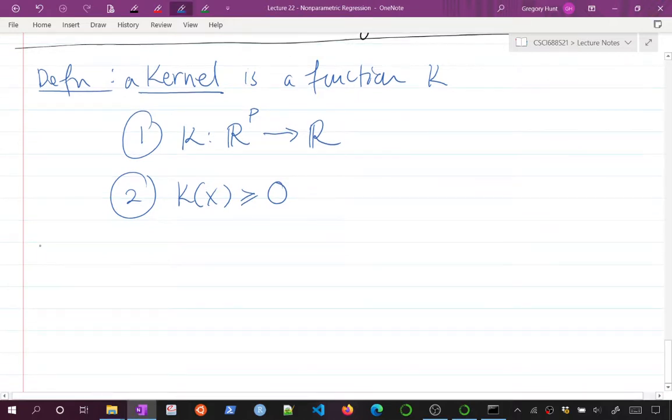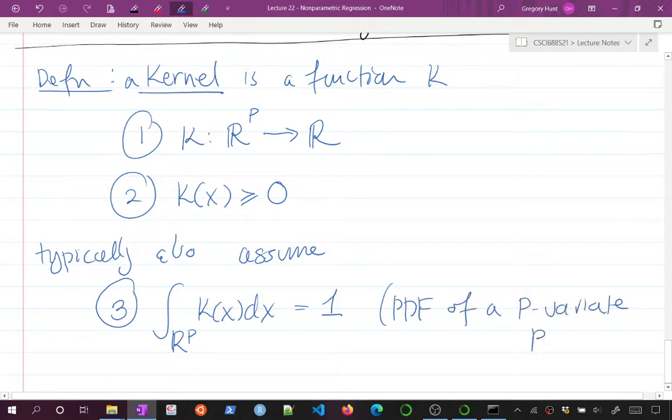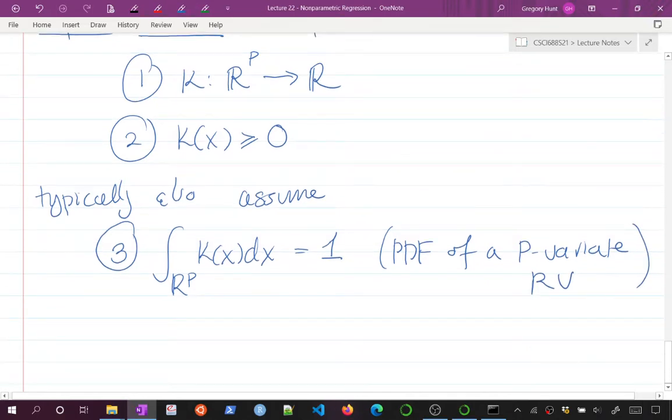Sometimes we will typically also assume that it is straight up a PDF. So if I were to integrate k(x) dx over R^p, this thing would integrate to 1. So this thing is the PDF of a p-variate random variable. If it doesn't integrate to 1, but it has a finite integral, we can just take k and divide by whatever constant, and then it will integrate to 1, and it will be a PDF.